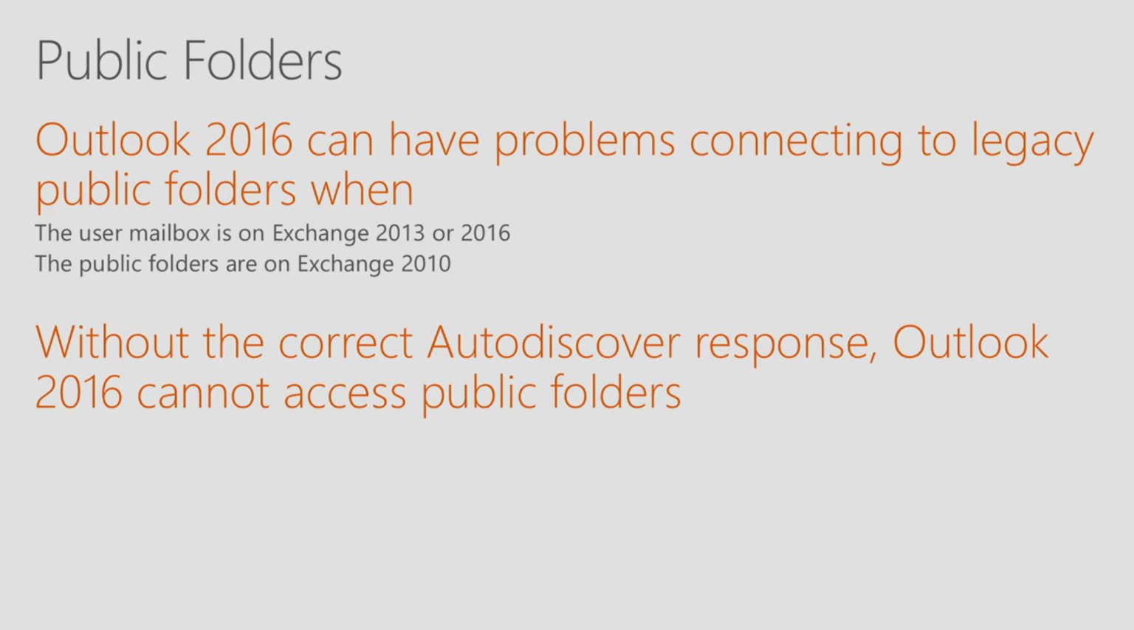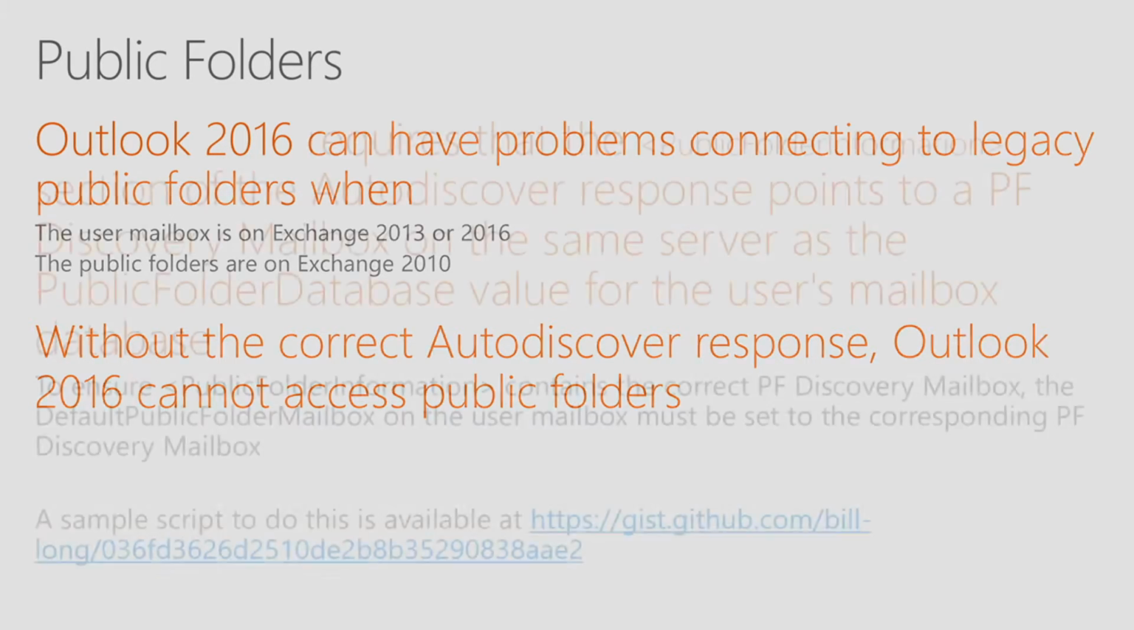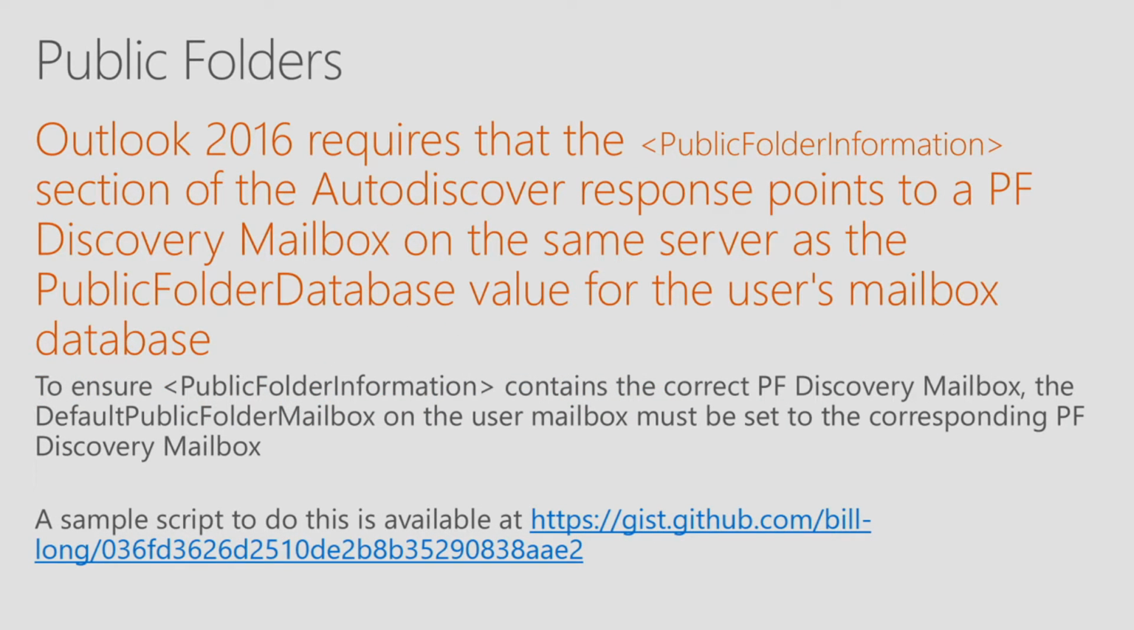Because without the correct auto-discover response, Outlook will not be able to access and connect to the public folders. Okay, so this is a very specific scenario. So what you have to do is Outlook requires that there's a public folder information section inside the auto-discover response that it gets. And that has to point to a public folder discovery mailbox that, unfortunately, is on the same server as the user's mailbox. Now, the odds of that happening are pretty slim. So you have to do that yourself.